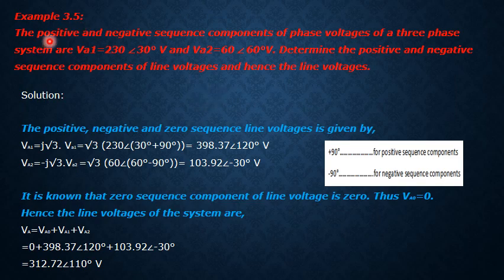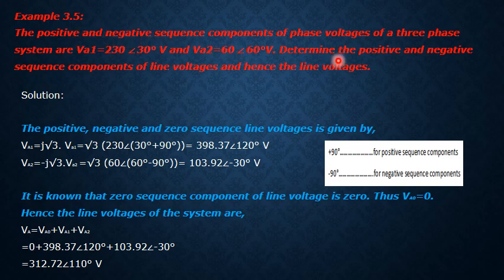Okay, so the problem statement is like this: the positive and negative sequence components of phase voltages of a three phase system are given. So the positive and negative sequence phase voltages are given. So keep this in your mind, as I told before: small a represents phase values, capital A represents line voltage. So from this statement, these are the phase voltages meant for the positive and negative sequence components.